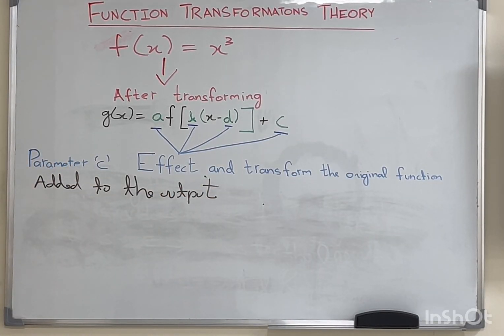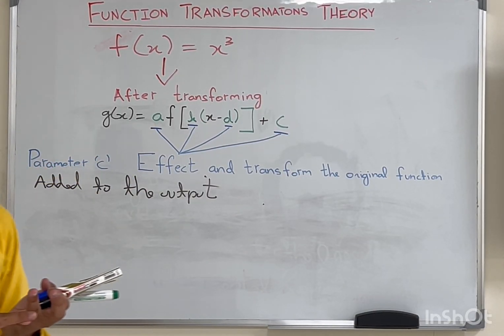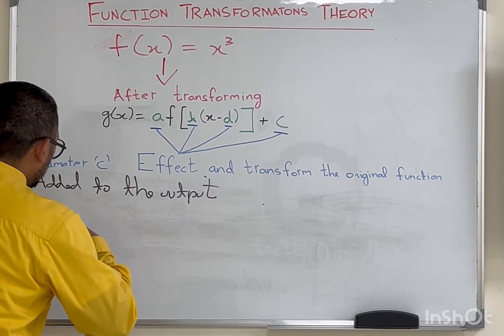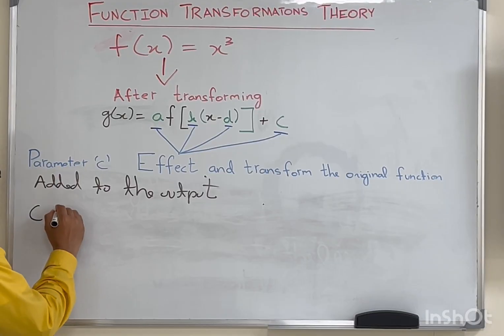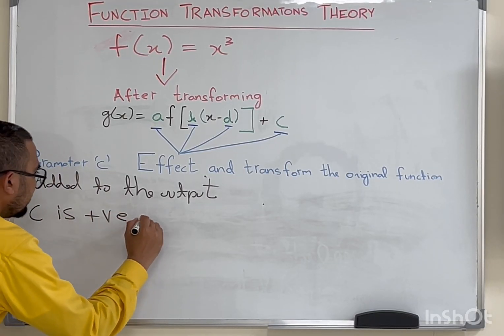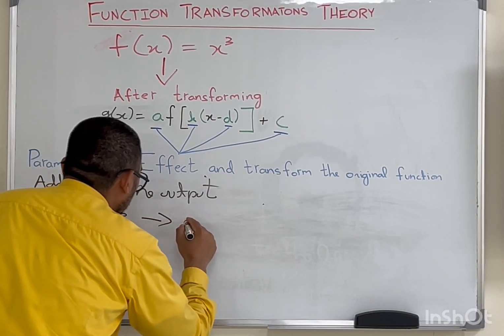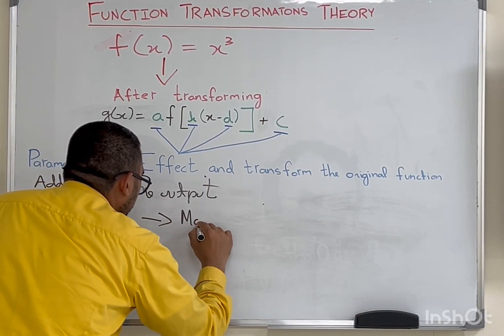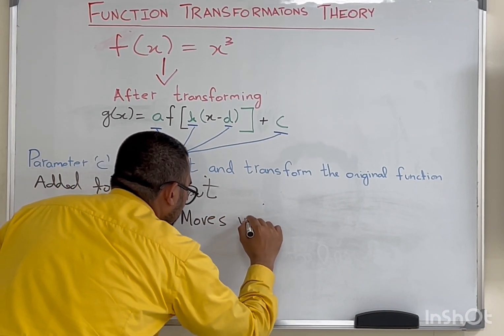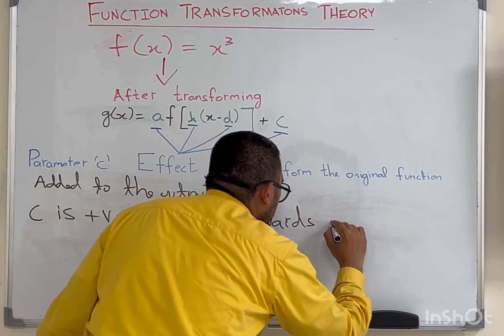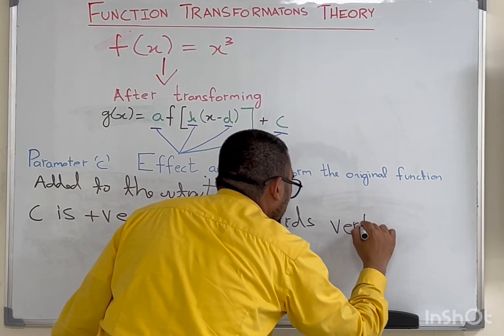So guys, let's analyze this. Okay, you guys already have an idea. In case of D, we analyzed when D is positive and when D is negative. Let's look at the case of C. So when C is positive, okay, there is a vertical movement upwards. So let's write it down. Moves upwards vertically.